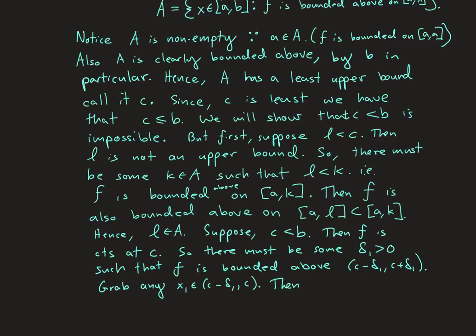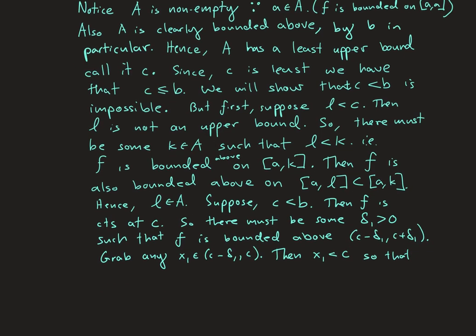Then x sub 1 is less than C, so that x sub 1 is a member of A. We just showed that. But if x sub 1 is a member of A, then F is bounded on the closed interval A to x sub 1. Okay, so that's what that means. That is the defining property of being a member of A.